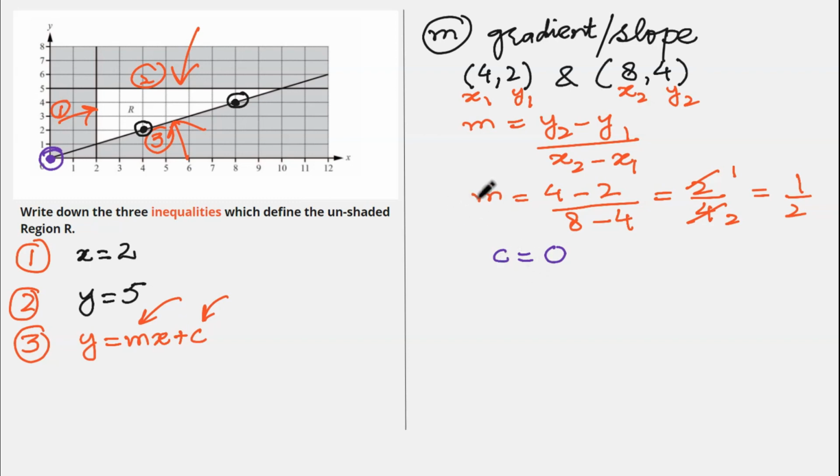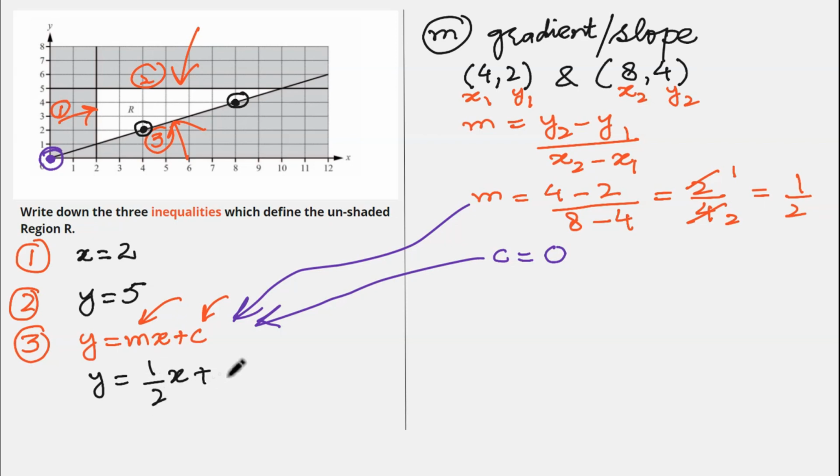Now replace m and c back in this equation, and you will get the equation of the straight line. So your equation number 3 will be, if you replace m and c here, y equals your gradient, 1 by 2, x plus your y-intercept, 0. This means y equals half x. You need not write the 0 there. So you have got all 3 equations.